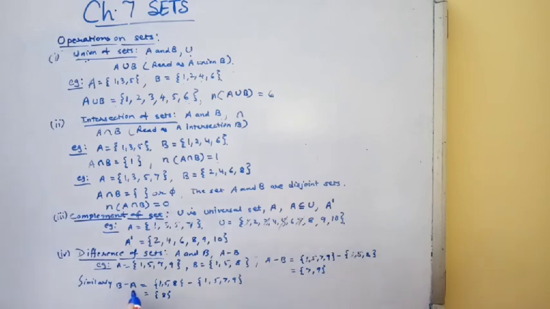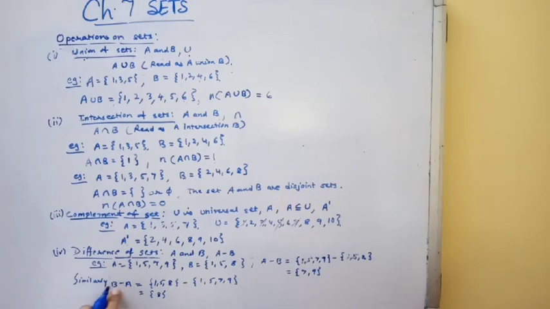Similarly, B minus A is the set of all those elements of B which are not in A. So we omit 1 and 5 from these two sets. So we get set B minus A equals 8.